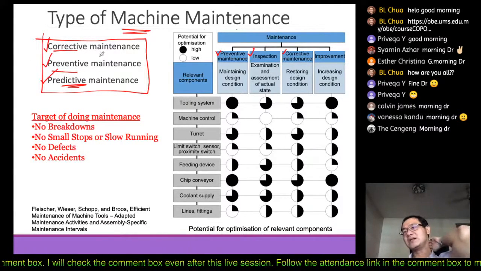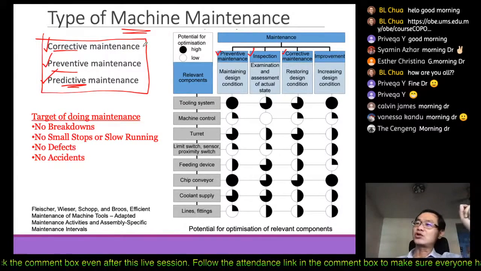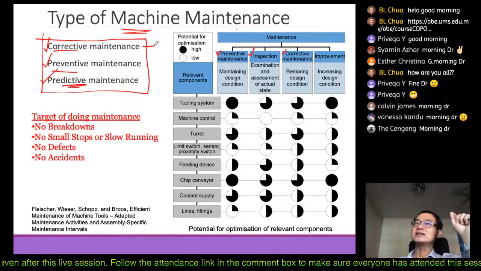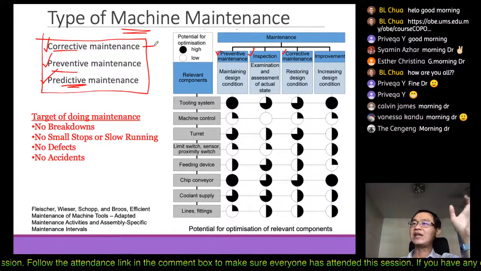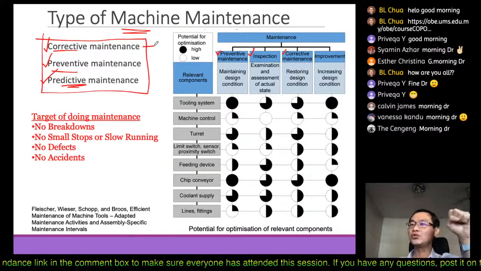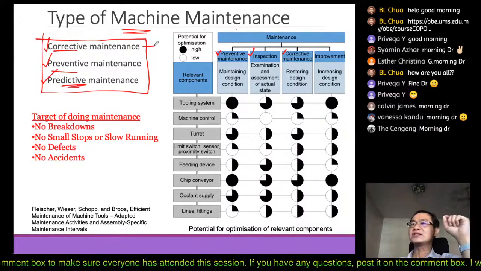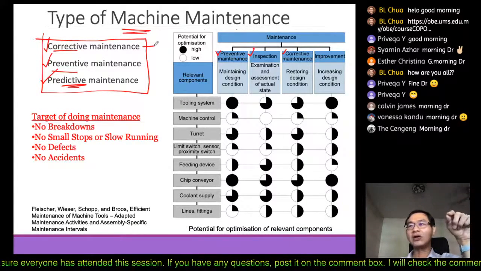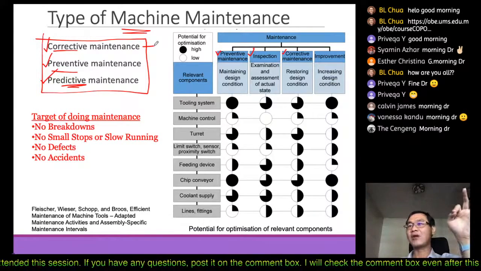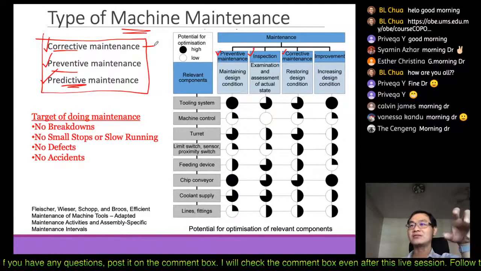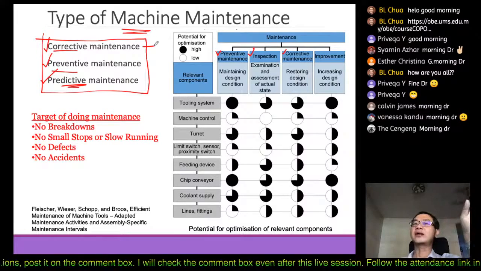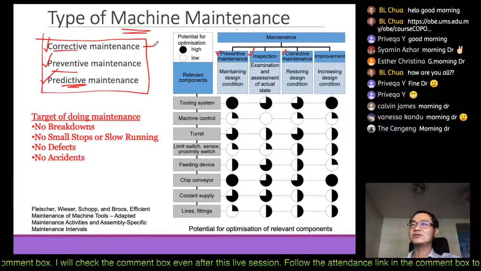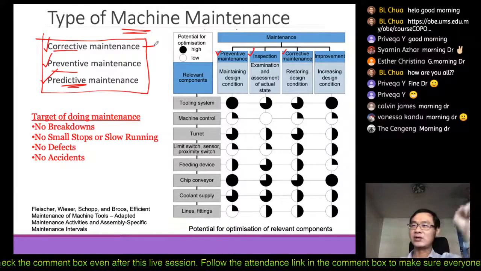So these are several types of maintenance strategies. What is corrective maintenance? Corrective maintenance is the kind of maintenance that you do when there is something wrong, meaning it has already started to break down. It has already broken down, so we call that corrective. The screen doesn't work anymore, so you do corrective maintenance.